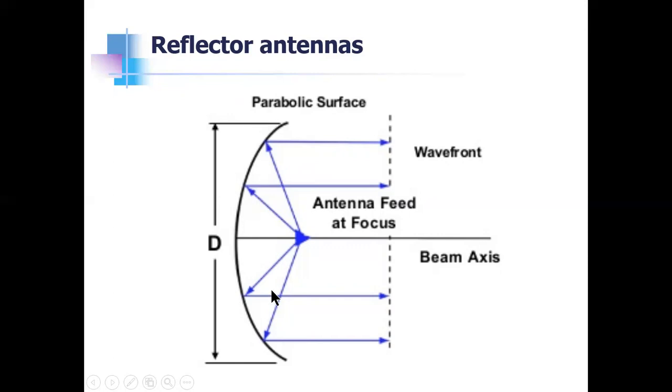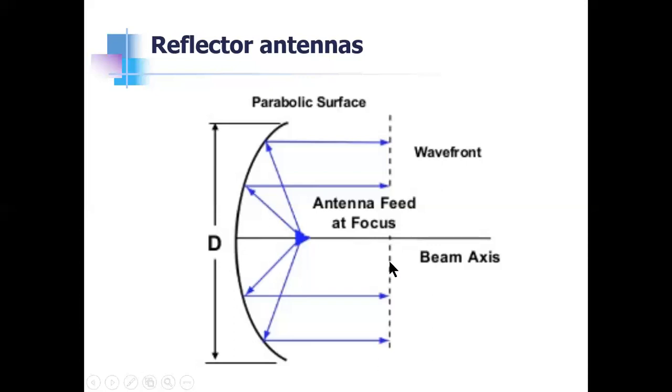This parabolic surface is illuminated by a source. This source is called the feed, the antenna feed. And this feed is placed at the focus of the parabola. So this point is the focus of the parabola, where you keep the antenna feed. The parabolic surface is illuminated by the feed kept at the focus. This parabola converts the spherical waves radiated from this feed to a plane wave like this, which you can see in the plane wavefront.